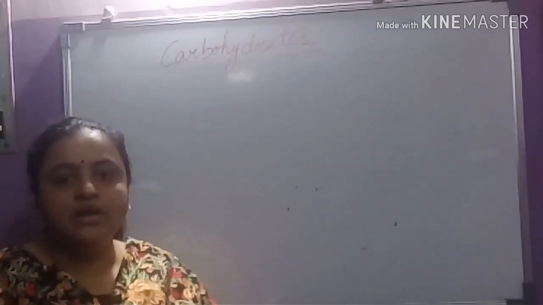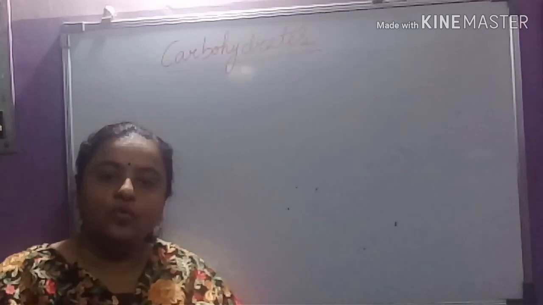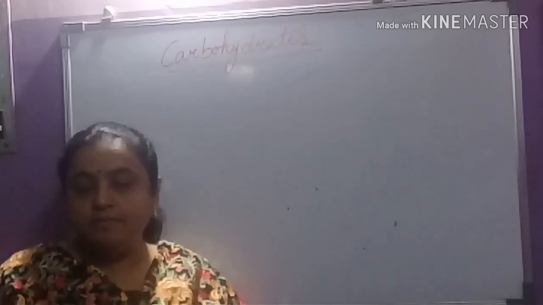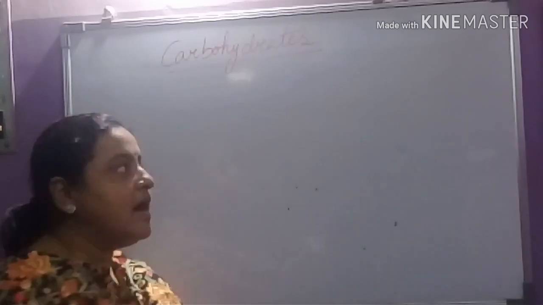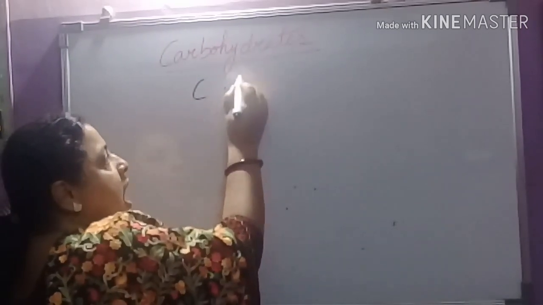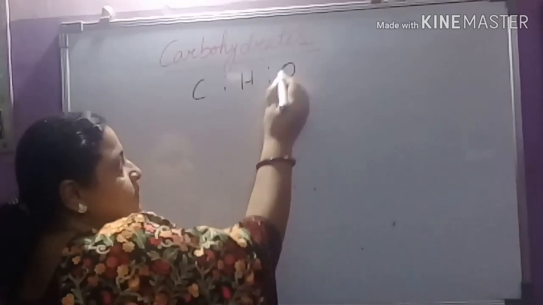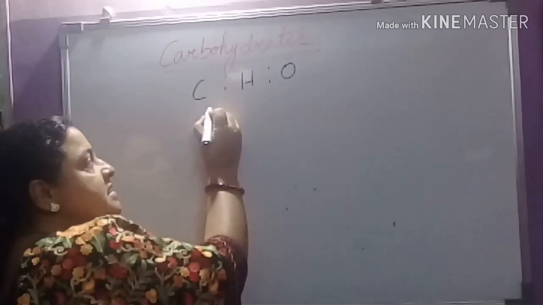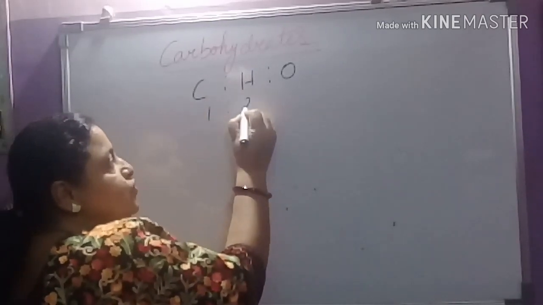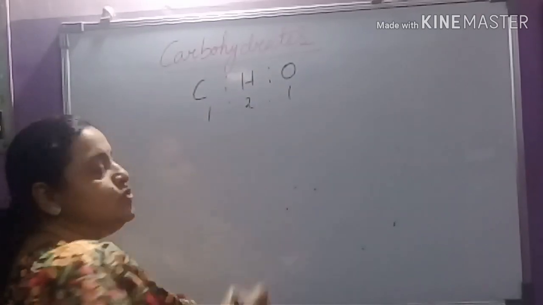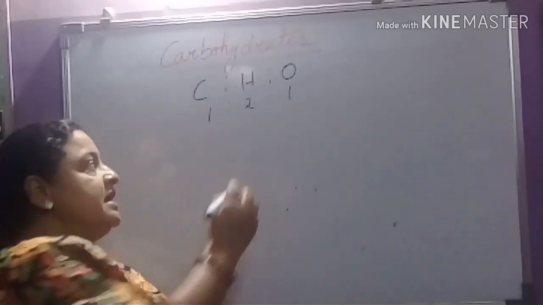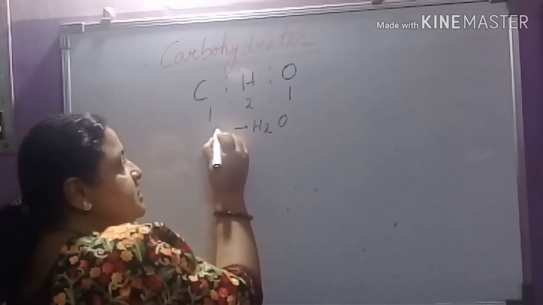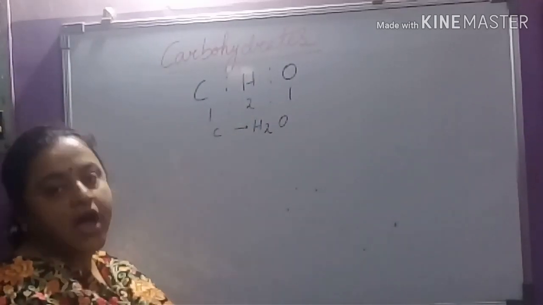Now what are actually carbohydrates? As you can know from the name, it is carbohydrates. So there is a hydrate in it. Basically, carbohydrates are made up of carbon, hydrogen and oxygen. And the ratio of carbon, hydrogen and oxygen is 1:2:1. So from this, you can see that there is a water in it. Hence, it is known as hydrates of carbon.